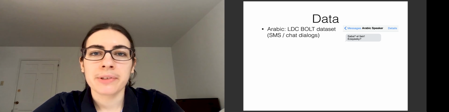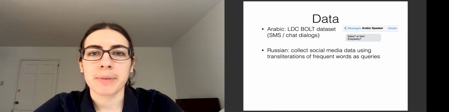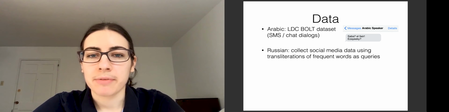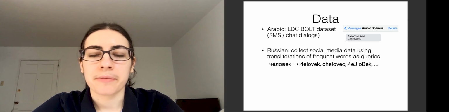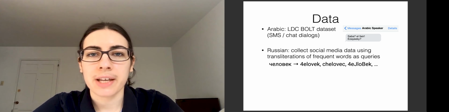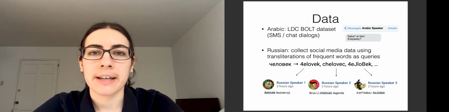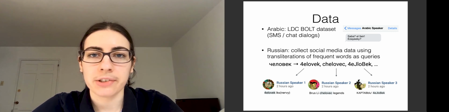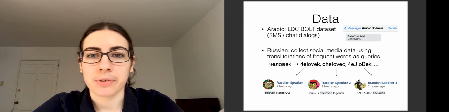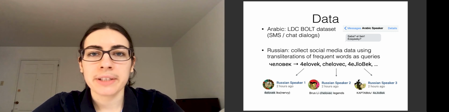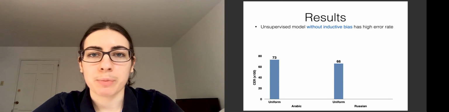For Arabic, we use an existing dataset of SMS and chat dialogues annotated by Arabic speakers. And for Russian, we collect our own dataset. We start with a list of frequent Russian words, and for each of them, we generate a diverse set of romanizations, which we then use as queries to collect data from social media. And we manually annotate the validation and test portions of the data.